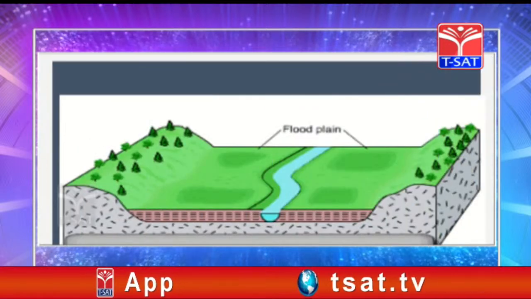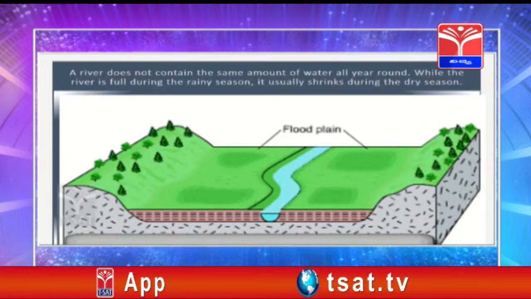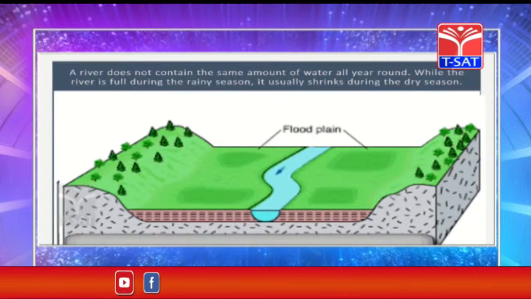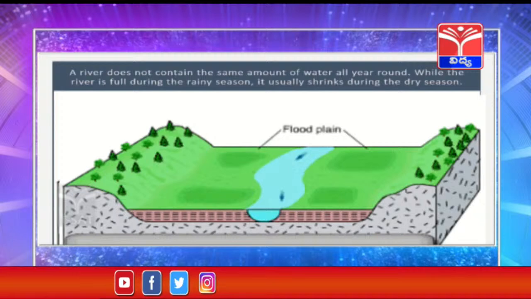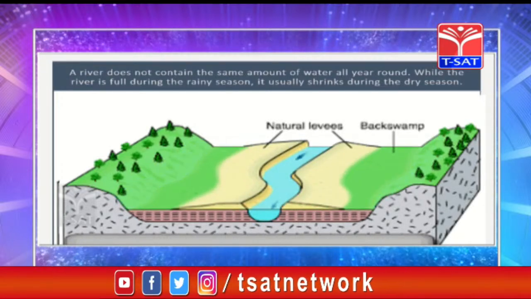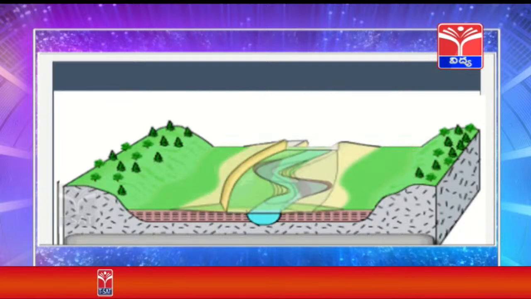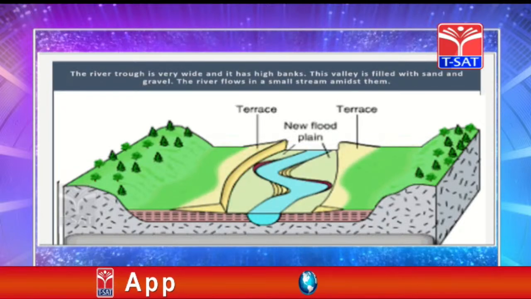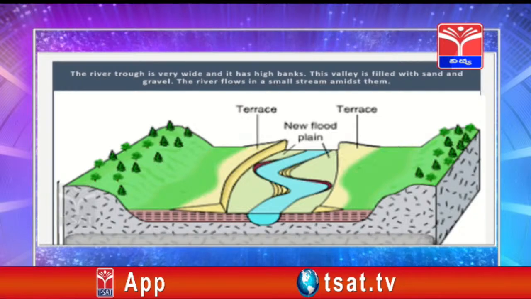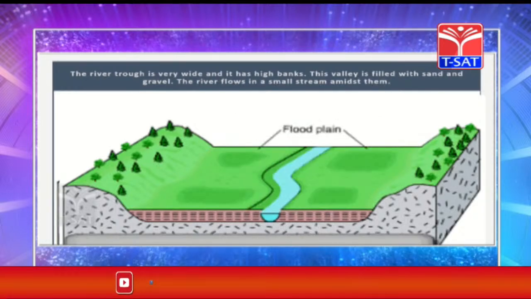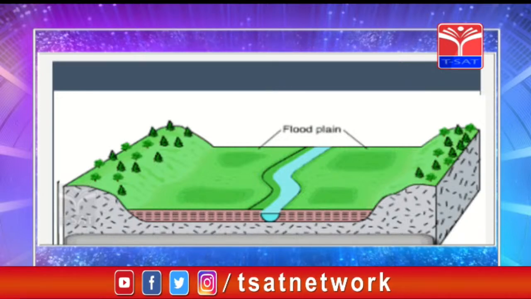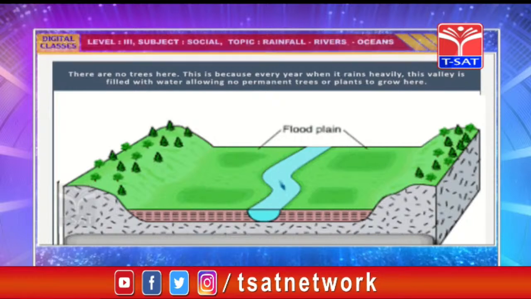Now children, let us learn about the floodplains. A river does not contain the same amount of water all year round. While the river is full during the rainy season, it usually shrinks during the dry season. The river trough is very wide and it has high banks. This valley is filled with sand and gravel, and the river flows in a small stream amidst them. There are no trees here.